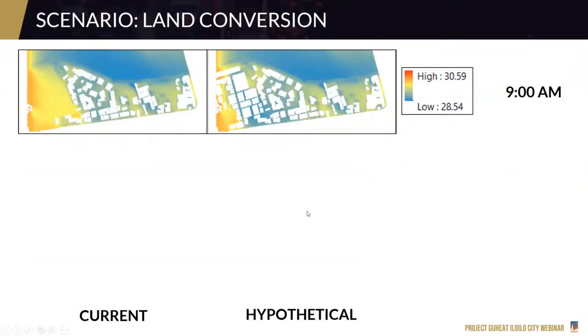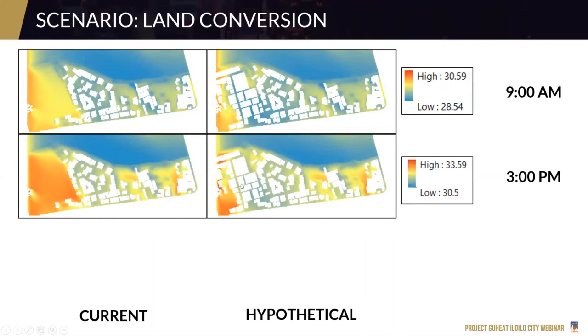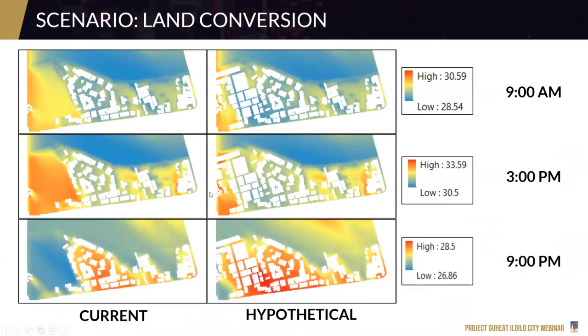And ito yung result. So at 9 a.m., kita natin na mas lumamig yung areas na tinayuan natin ng buildings. Then at 3 p.m., ganun pa rin, mas malamig din yung area na to kaysa dito sa bare lang. But at 9 p.m., mas uminit na yung areas na kinonvert natin to built up, while lumamig na yung portion na not developed.